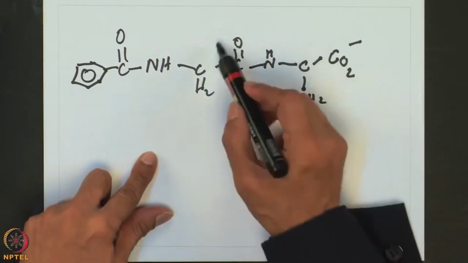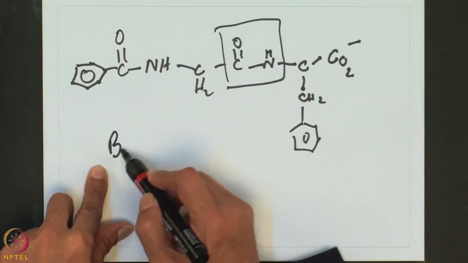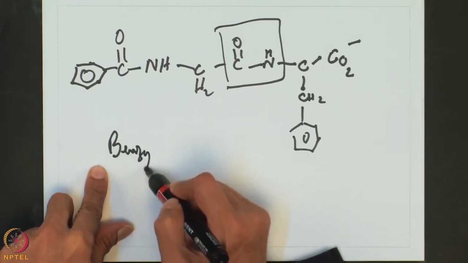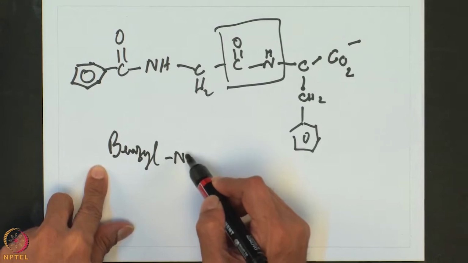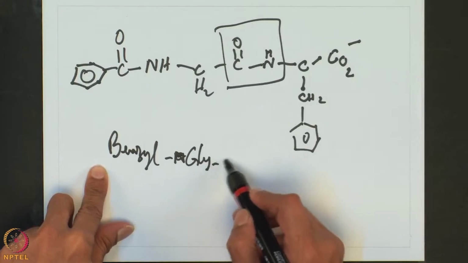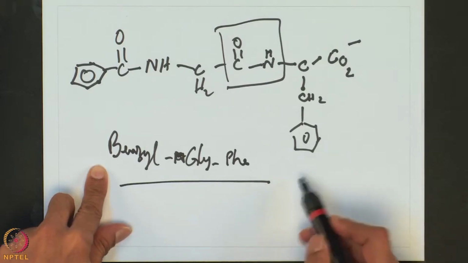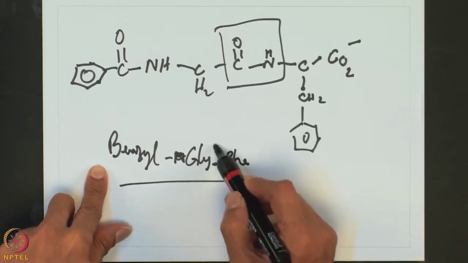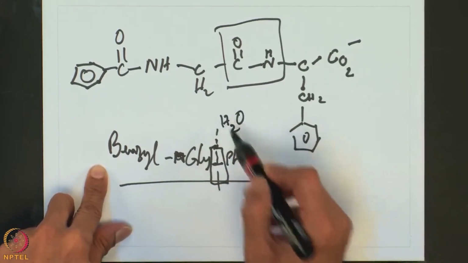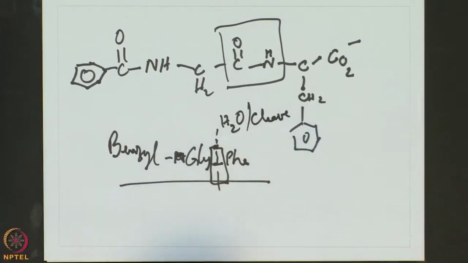Okay. Now, this is the peptide which is cleaved. So, this is nothing but benzyl, NH is coming here, glycyl, and this is phenylalanine. So, this is the peptide which you are hydrolyzing. So, it is this CO-NH bond which you are cleaving here. So, this is where you add water or cleave. So, this is the real reaction of the enzyme.